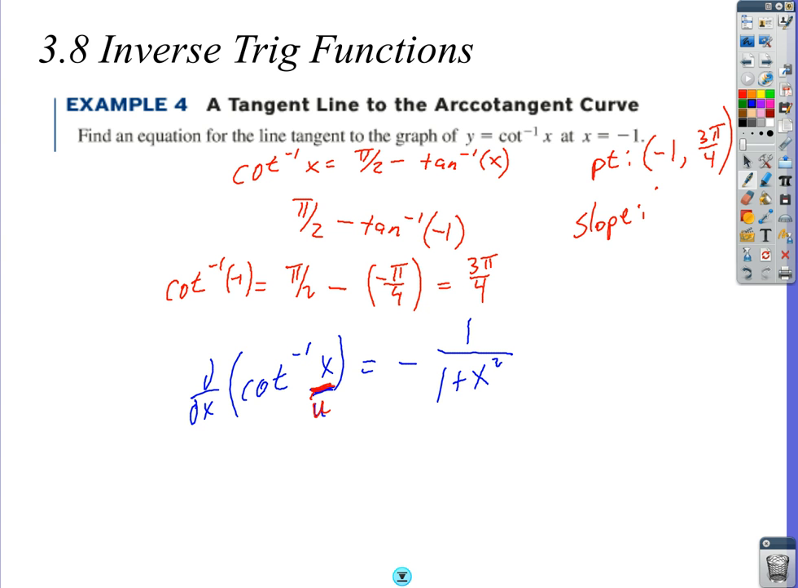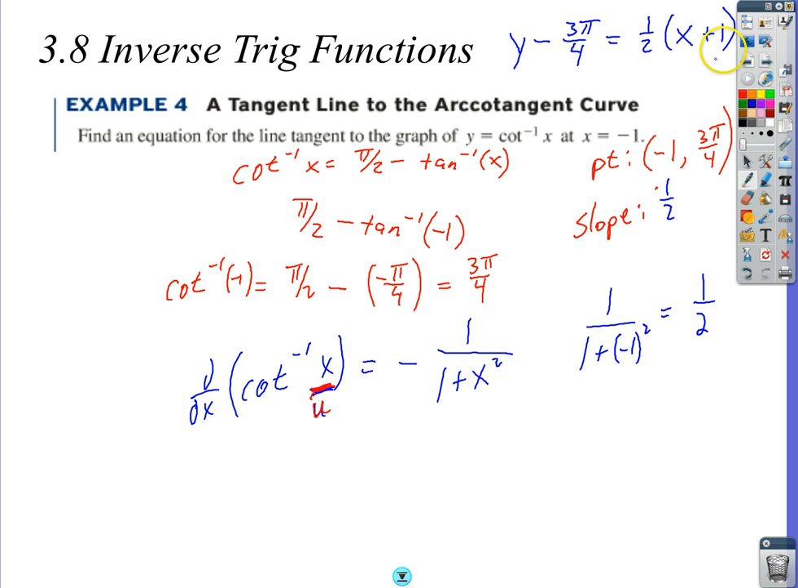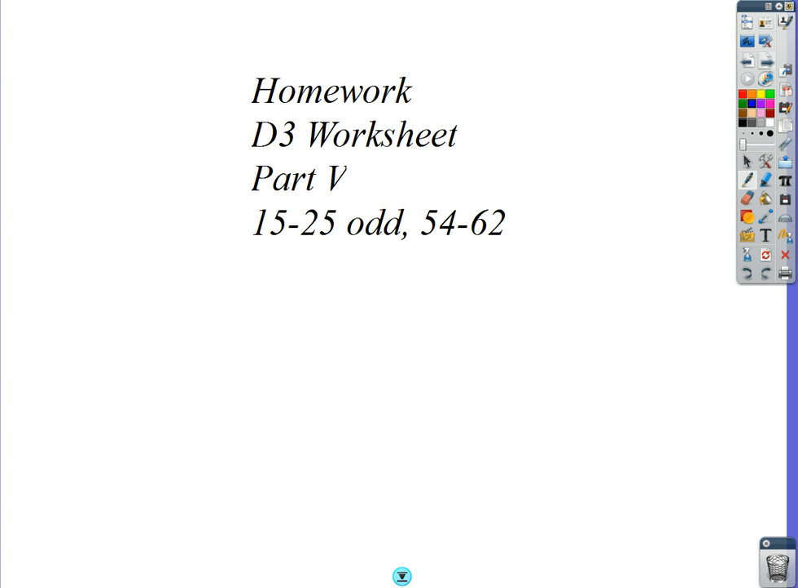And so if I want to find my derivative at negative 1, it's 1 over 1 plus negative 1 squared, which is equal to 1 over 2, which is my slope. And from there, my equation of the tangent line would be y minus 3 pi over 4 is equal to 1/2 times (x plus 1). Ta-da, we're done. And that's the end of the lesson. So here's your homework. Questions are always welcome. In fact, I will take questions now as soon as you type them in. See ya.